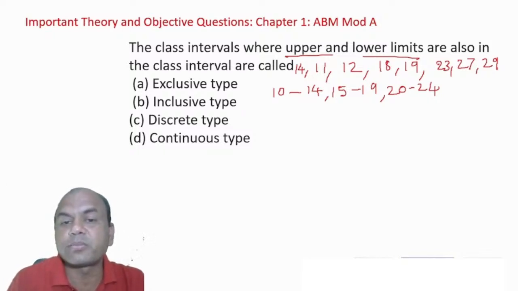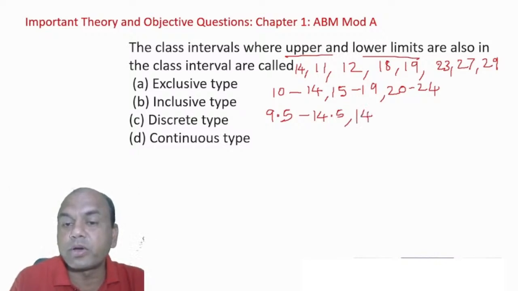Here what happens? Take 0.5 on this side, 0.5 on this side. So it will be 9.5 to 14.5. Look at this, 14.5. 0.5 on the other side, 0.5 on the first side, right? Similarly over here, this 14.5, 0.5 on the other side, to 19.5. And next again 19.5, and so on, right?